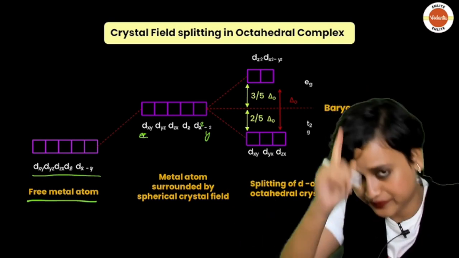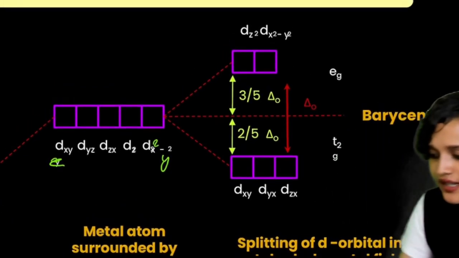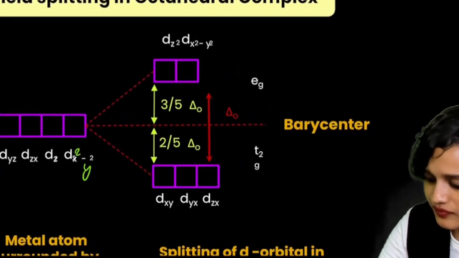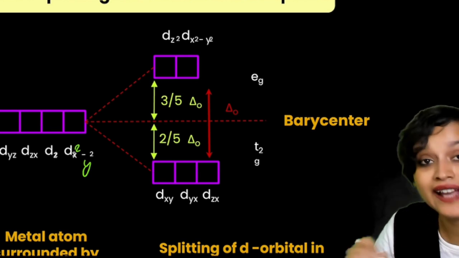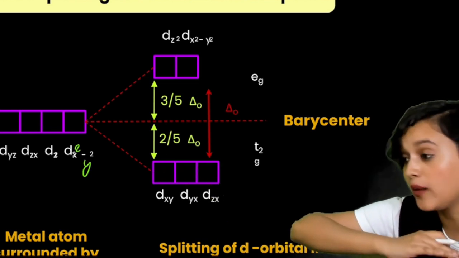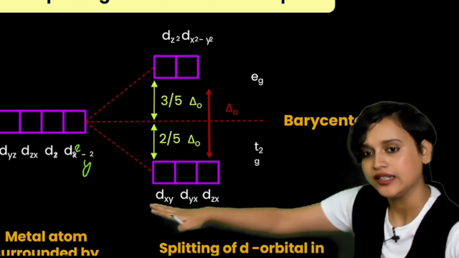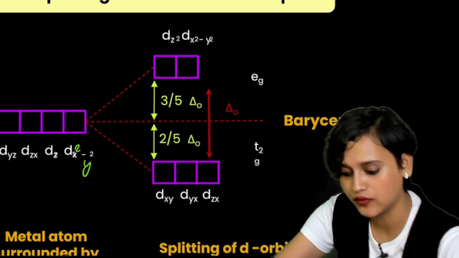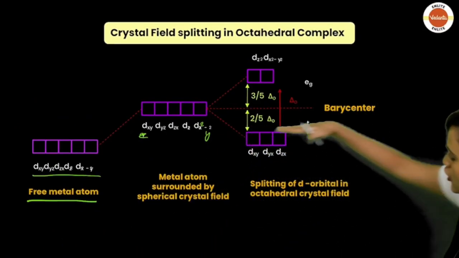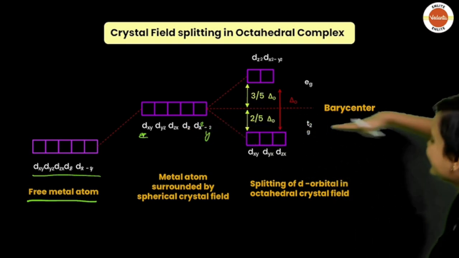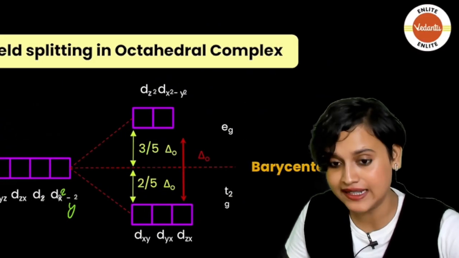Then what happened? Now this, be very careful everybody. Please check this out here. See what I'm telling you here. Now do you see that here there is a central line, an axis or a principal line here. This principal line means the metal atom was here. The free metal atom was here. Do you see? The free metal atom was here. From here it rose. So this line or this axis is called the barycenter. What is it called? It is called the barycenter.